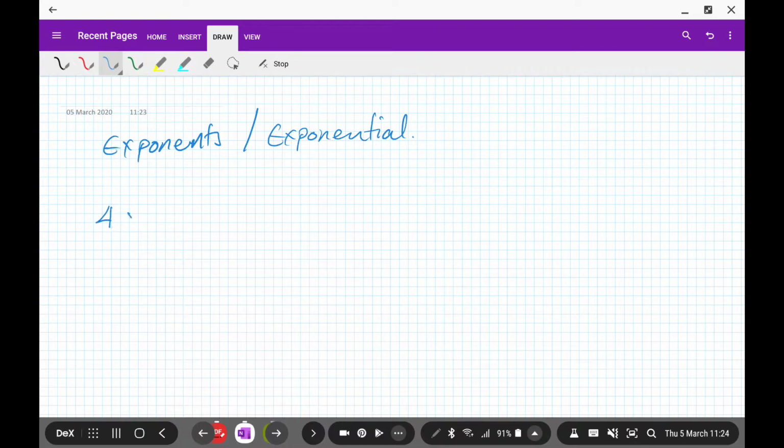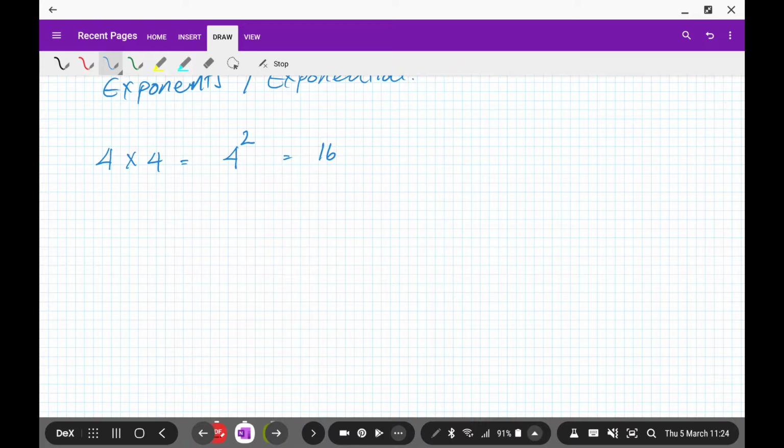So let's say 4 times 4. We know this is 16, but we could write this in a form called 4 to the power of 2. All it means is I'm multiplying 4 twice. The answer will be, in this case, 16. I'm not adding, I'm multiplying.